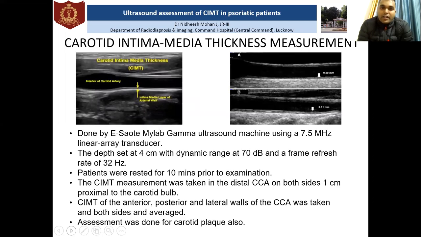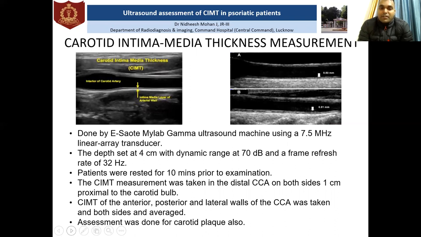The carotid intima media thickness, henceforth abbreviated as CIMT, was measured using the following technique. It was done by an ESAOTE MyLab Gamma ultrasound machine using a 7.5 megahertz linear array transducer. The depth was set at 4 cm with a dynamic range of 70 decibel and a frame refresh rate of 32 hertz. Patients were rested for 10 minutes prior to the examination.